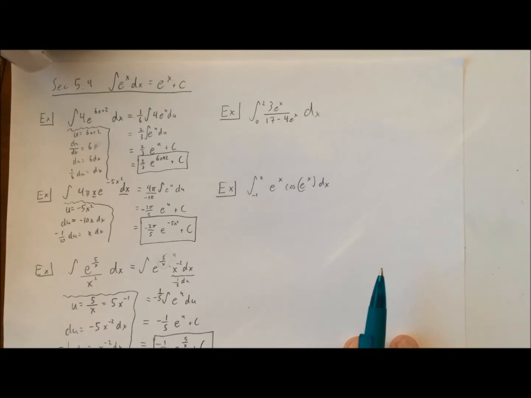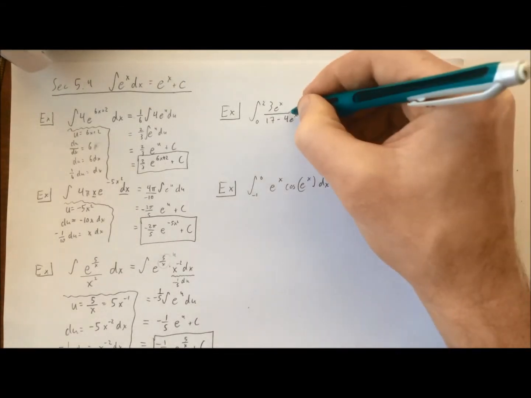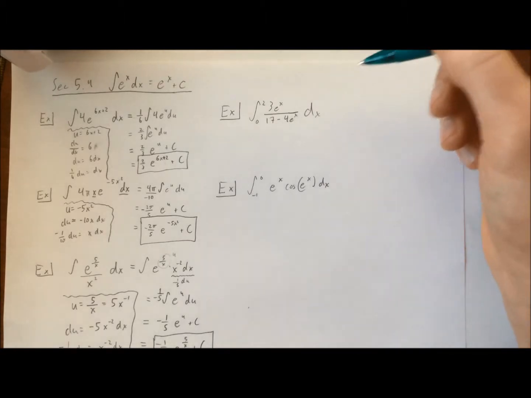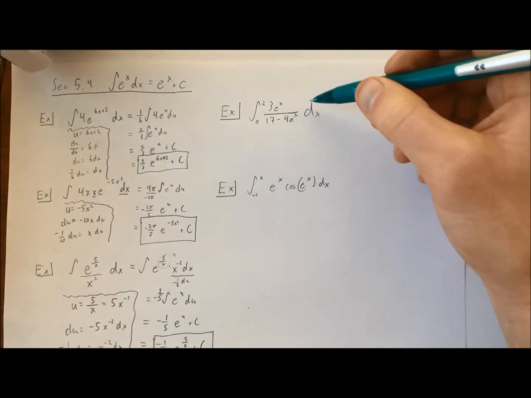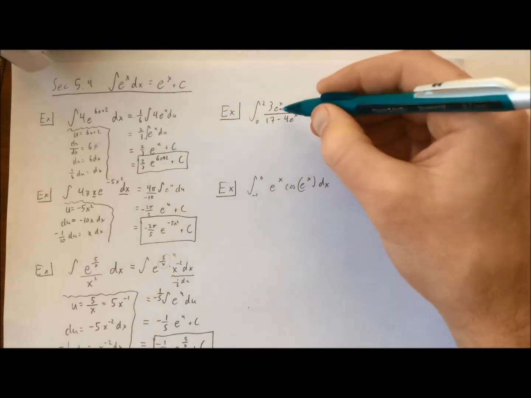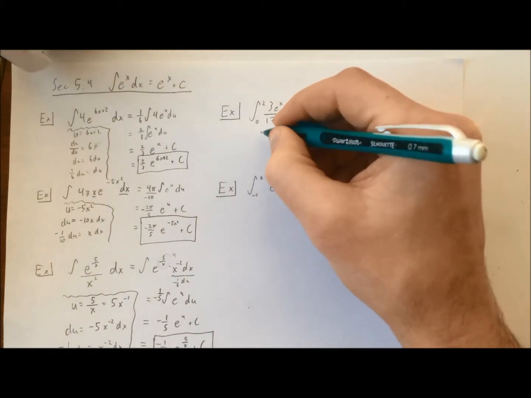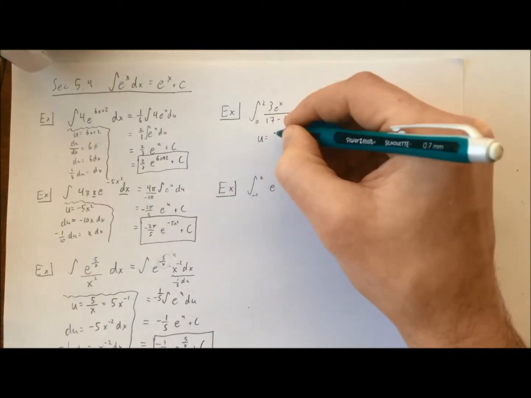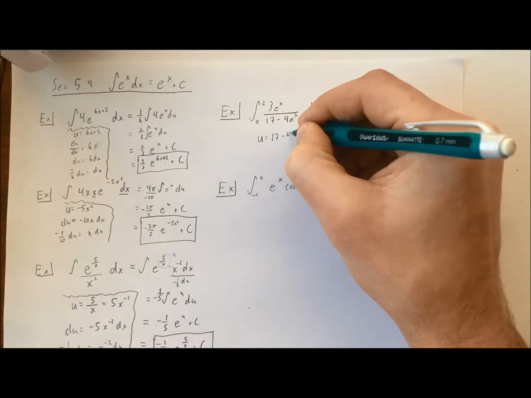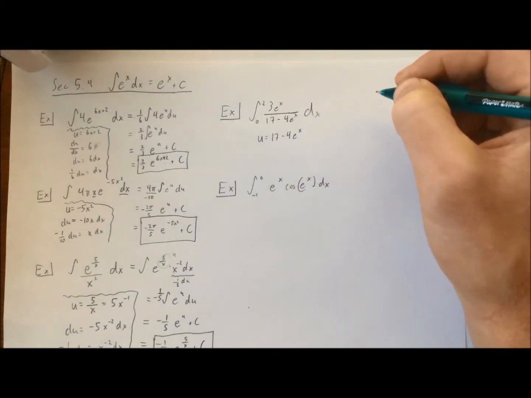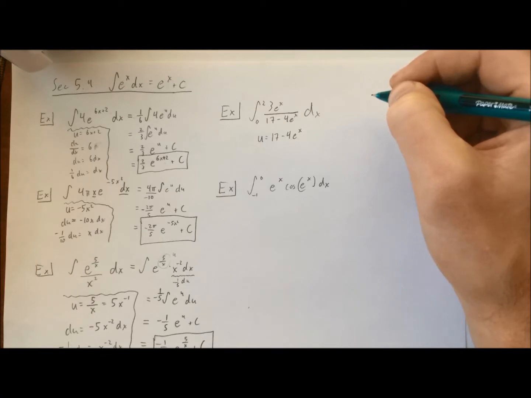Moving on to the next one. This one's actually a little bit different. The derivative, remember, because this is undoing the chain rule, the derivative of whatever u is has to be multiplied by the dx. So I can't just use x right here because that goes away. U in this case is actually going to be 17 minus 4 e to the x. I'll let you pause right here since you know what u is now. Give it a shot.